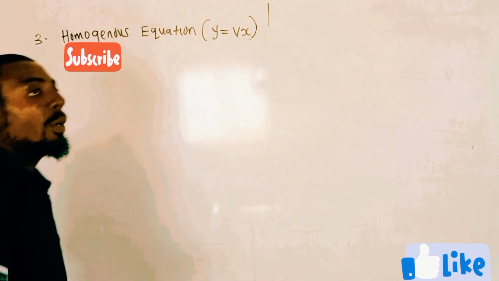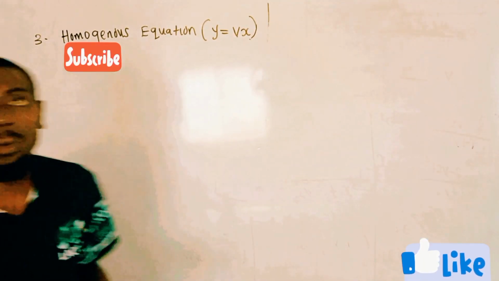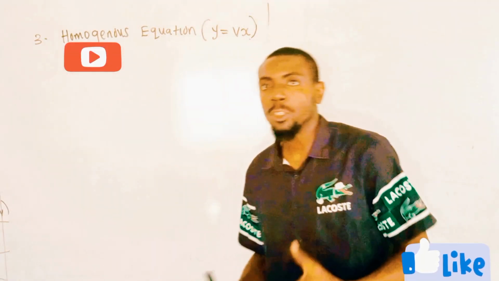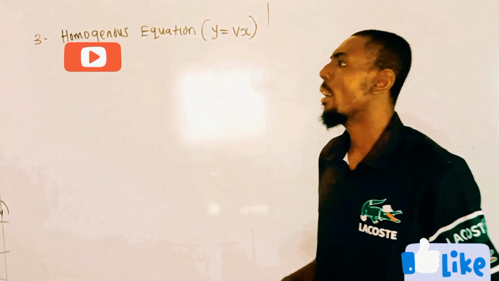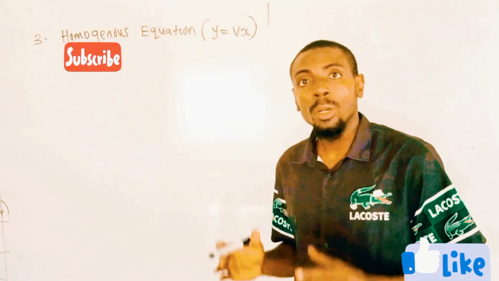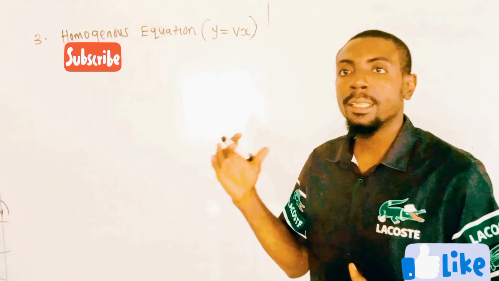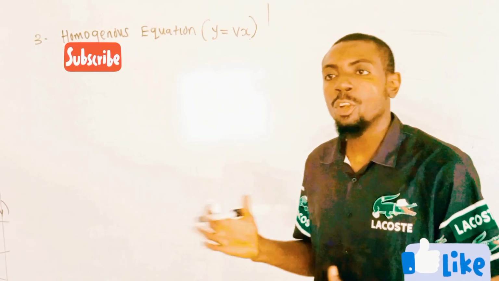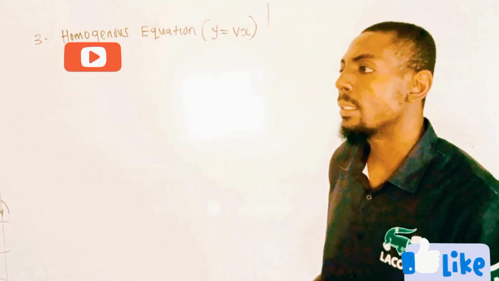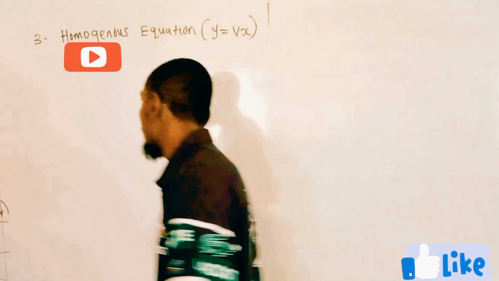Hi guys, today we have homogeneous differential equation. So this is actually the third method of solving first order differential equation. An equation is said to be homogeneous if and only if all the terms in the numerator and of the denominator are of equal degree.